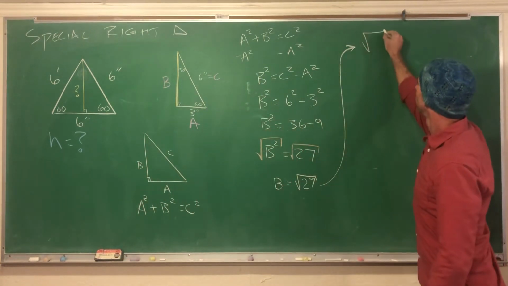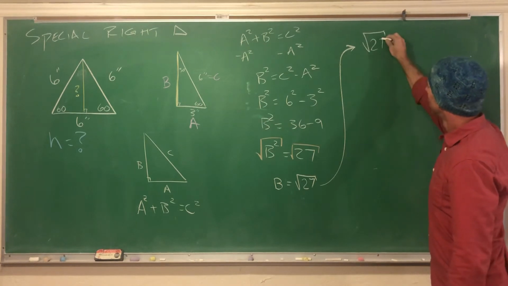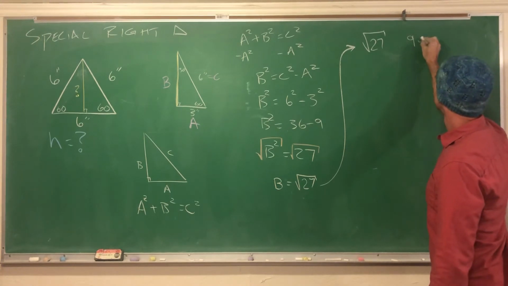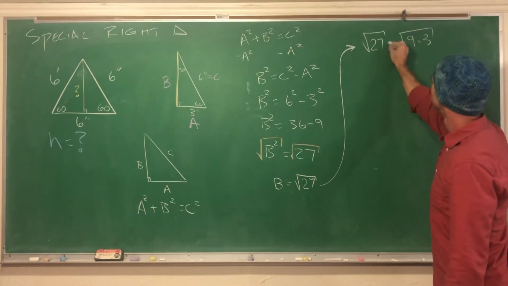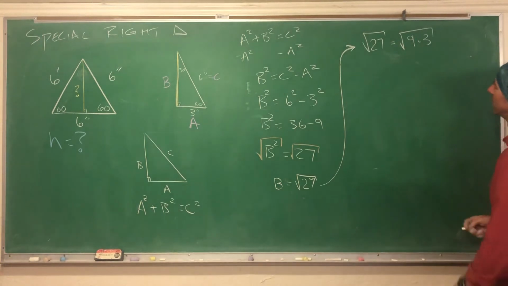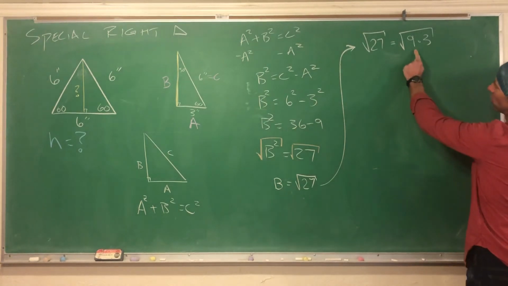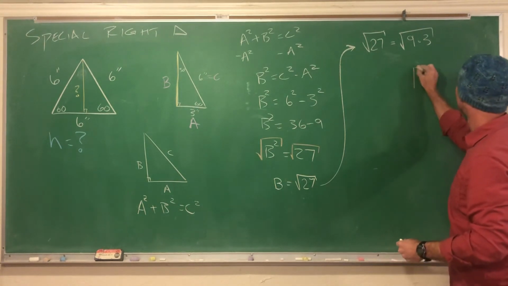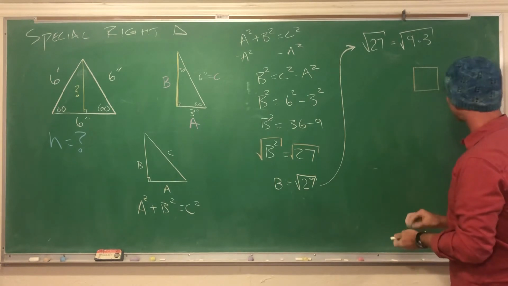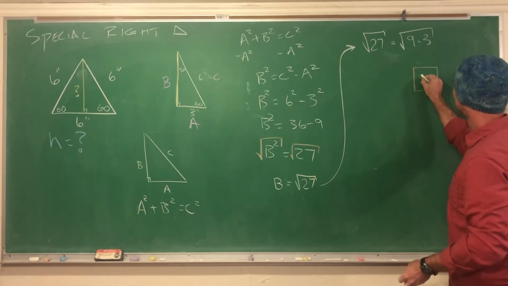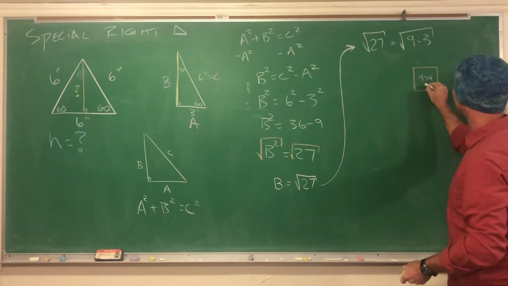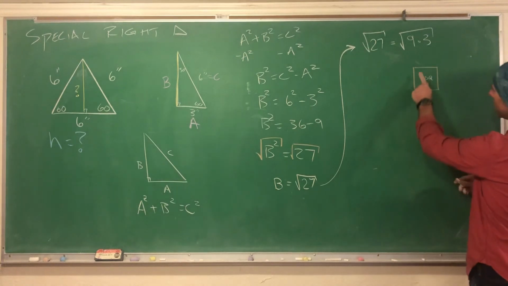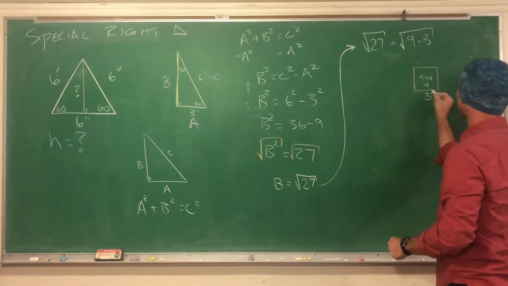So, square root of 27, I'm going to factor this down. I know 27 is 9 times 3, and the square root of 9. Now 9 is a perfect square, and what that means is if I had something that was 9 square inches, so a piece of something that big, the dimensions of this would be 3 inches by 3 inches.